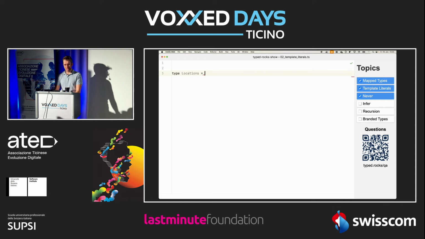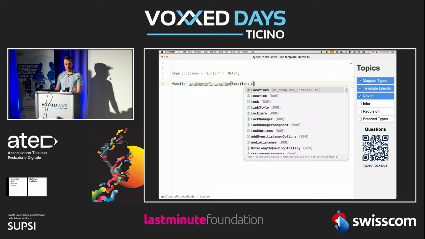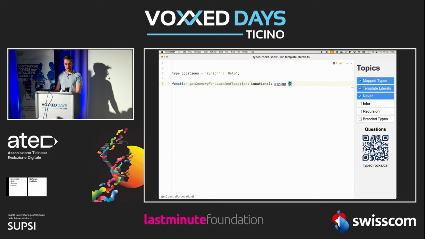Let's say we have a Locations type here, and this is, let's say, either Zurich or Oslo, and now we have a function getCountryForLocation. We put in our location, and we want to return a country for each of these locations. Now, we can already see we get an error because we don't return a string, right?